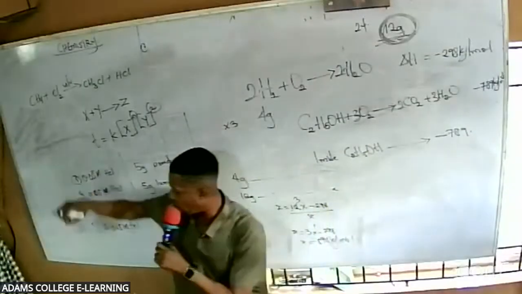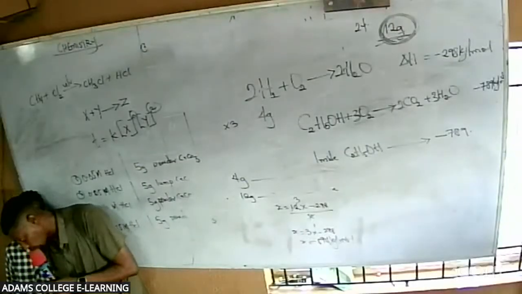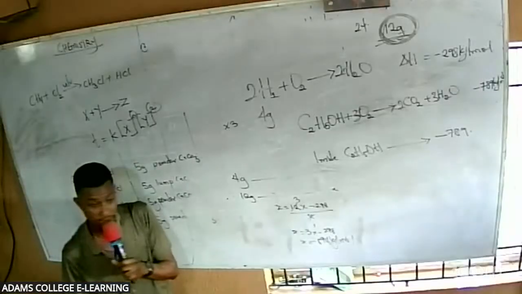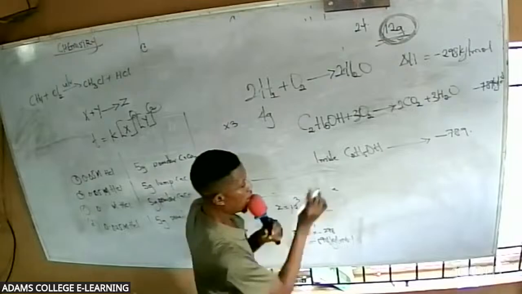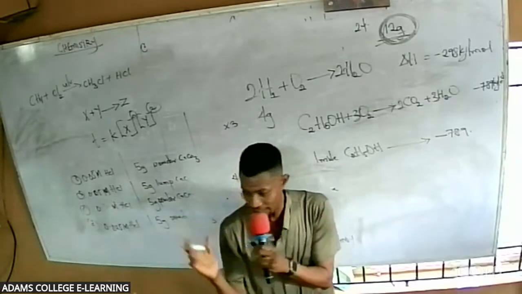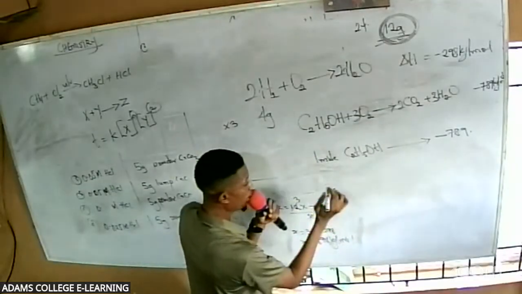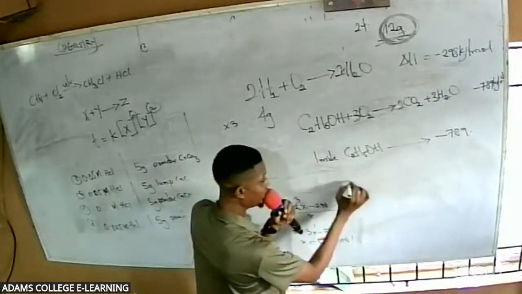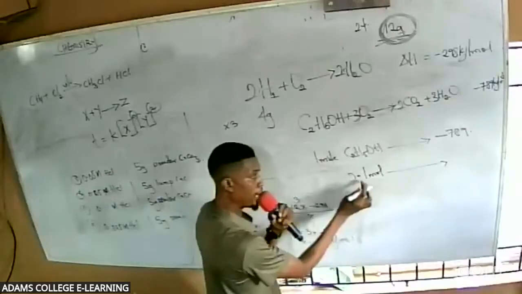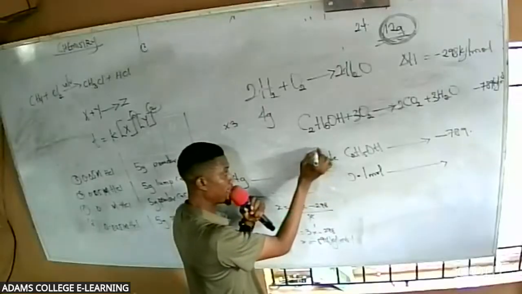1 mole of C2H5OH releases minus 789. Now, 1 mole of this produces what? We're looking for the amount of energy produced by 0.1 mole. There is no calculation here. From 1 to 0.1, if I put my decimal place back once, what do I get?